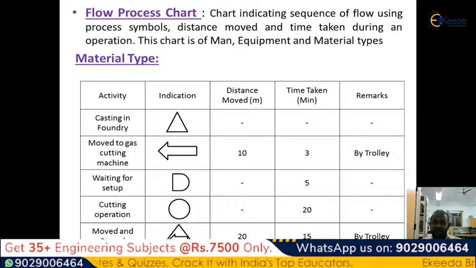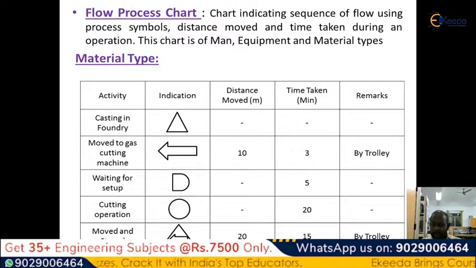Now this casting is going to the gas cutting machine. Now this is indicated as a transport. My storage is indicated as a triangle, and the transport is indicated by an arrow mark. If I indicate the transport, I have to indicate two things: how much distance it has moved and what is the time taken for its movement, and how you have moved it. Whether you carry it yourself, or move it by trolley, conveyor, lift, whatever it may be. So here, from the storage to the gas cutting machine, you say what is the time taken and what is the distance moved, and that it has been done by a trolley.